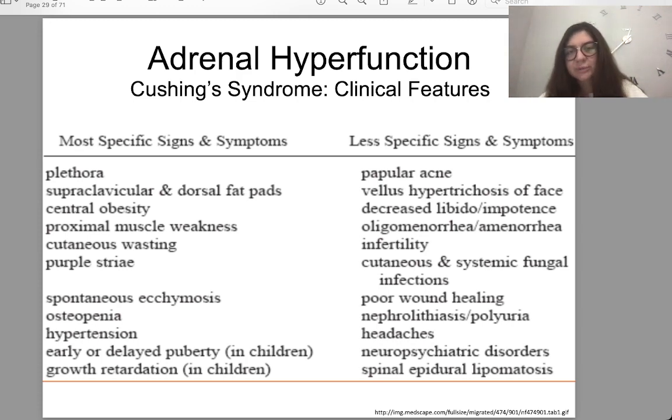Less specific symptoms and signs, but possible for Cushing. That's why they give you additional information, additional confirmation for your diagnosis. It can be papular acne, facial hypertrichosis, decreased libido and impotence, oligomenorrhea or amenorrhea in female patients, infertility, cutaneous and systemic fungal infections, poor wound healing, nephrolithiasis and polyuria, headaches, neuropsychiatric disorders, and spinal epidural lipomatosis.